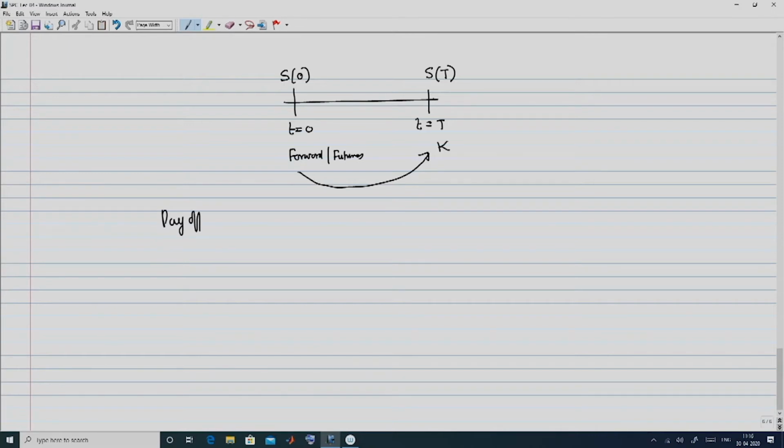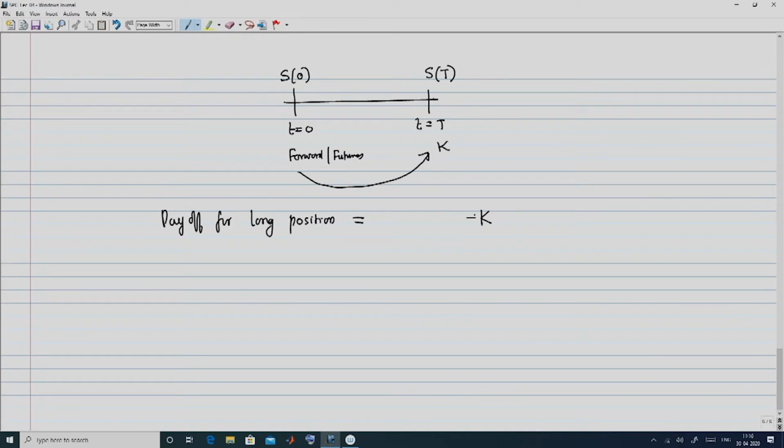Then the payoff for the long position is going to be the following. Please observe that the party which has agreed to buy the underlying asset at time t equal to capital T is going to pay an amount of k and buy the asset. So, that means an amount of k is spent by them, so I write minus k, and then they can immediately sell it in the market, in which case they will receive an amount of S of T minus k.